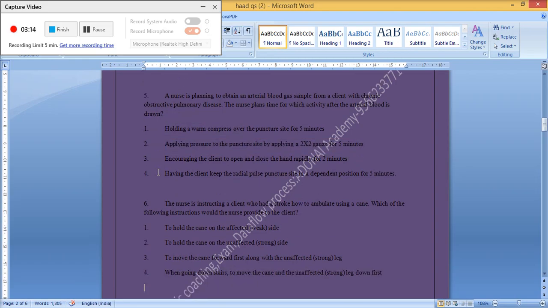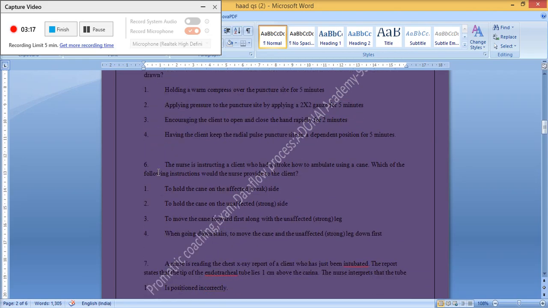6. The nurse is instructing a client who had a stroke how to ambulate using a cane. Which one of the following instructions would the nurse provide to the client? 1. To hold the cane on the affected side. 2. To hold the cane on the unaffected side. 3. To move the cane forward first along with the unaffected leg. 4. When going downstairs, to move the cane and the unaffected leg down first. The correct answer is 2. To hold the cane on the unaffected side.